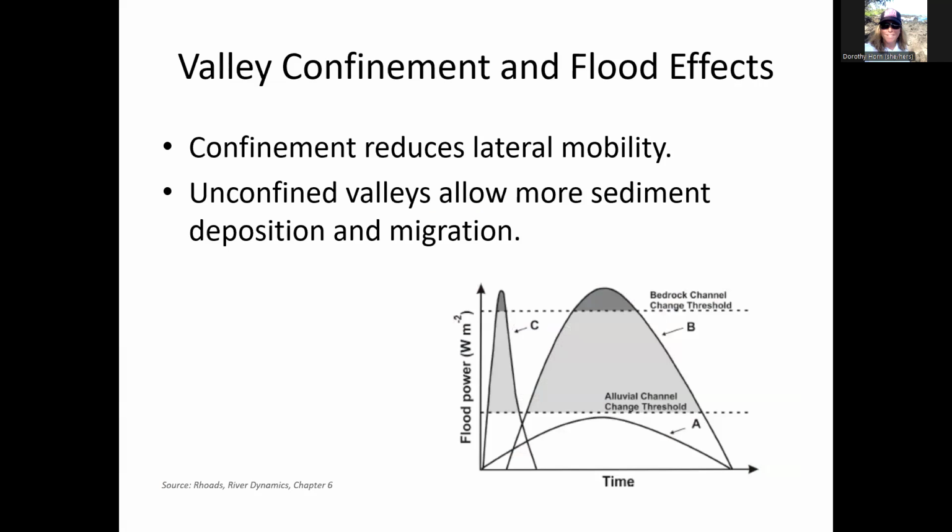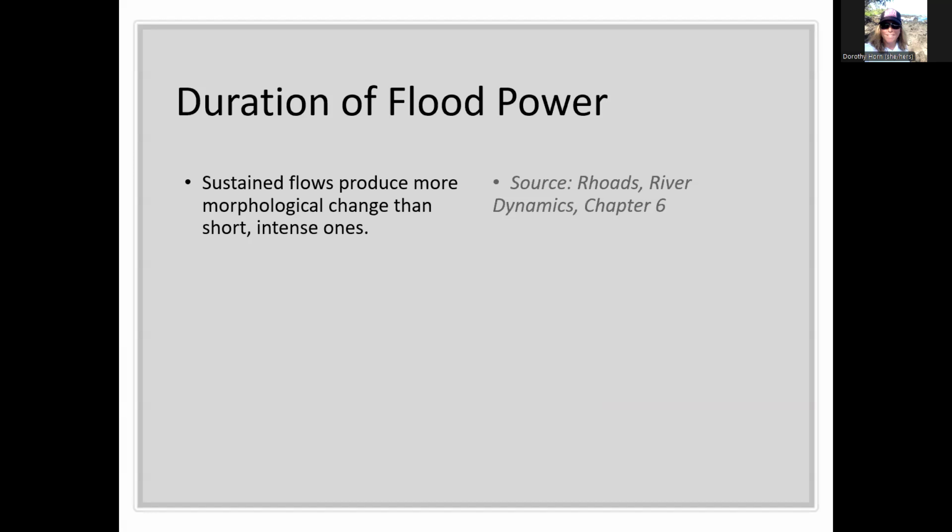We have what's called valley confinement. So if there's a river within a valley, it doesn't have anywhere to go, right? It's stuck within that valley. So that's what we call valley confinement. And that means it reduces lateral mobility. Lateral just means out to the side. Okay, right? It can only spread so far. If you're not in a valley, that's unconfined, and then you can really push your sediment around. The river can migrate and kind of go off this way or go off that way.